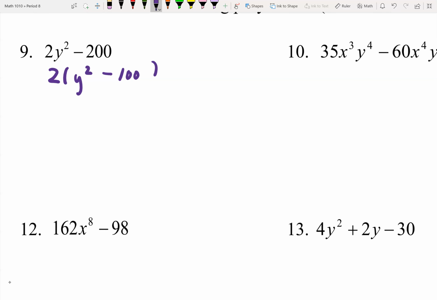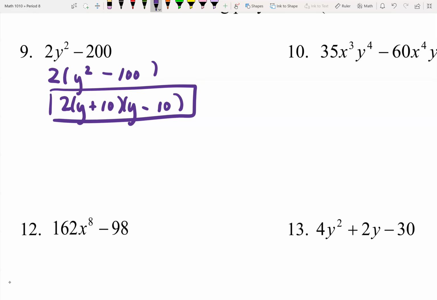If you stop, you get 1 out of 3 points because that y squared minus 100 is now the difference of, is it squares or cubes? Squares. So the y squared goes to a y and a y. One's a plus, one's a minus. What to the second gives you 100? A 10. There's my answer. Done.